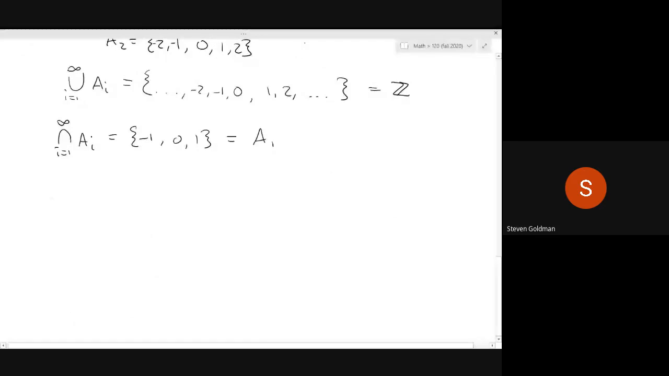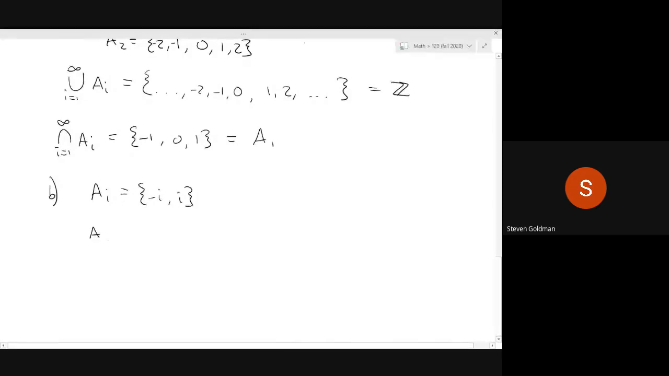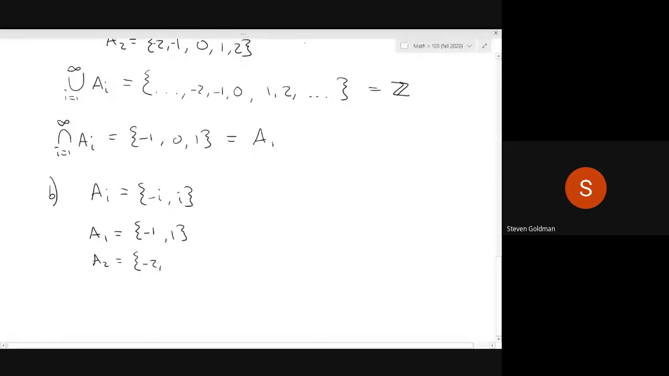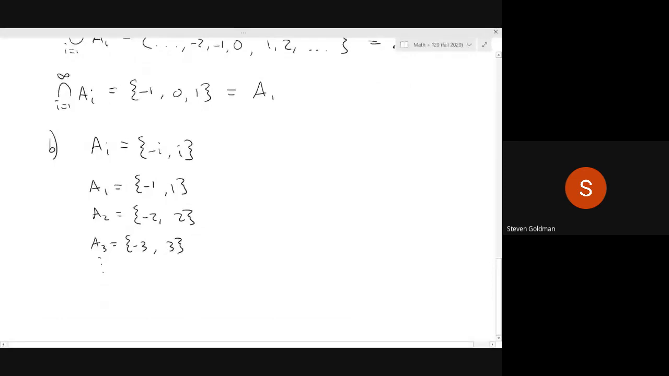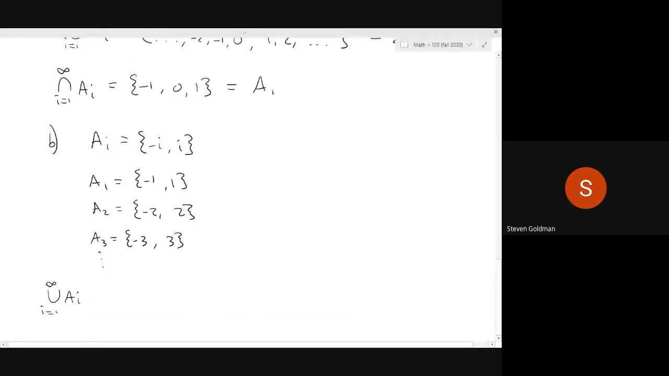So for part B, this time each set A sub i is defined as the set that includes negative i and i. So for this one, A1 will be negative 1 comma 1. A2 will be negative 2 comma 2. A3 will be negative 3 comma 3. And so on and so forth forever and ever. So the union of A sub i going from 1 to infinity will include what? It will include all of these numbers.